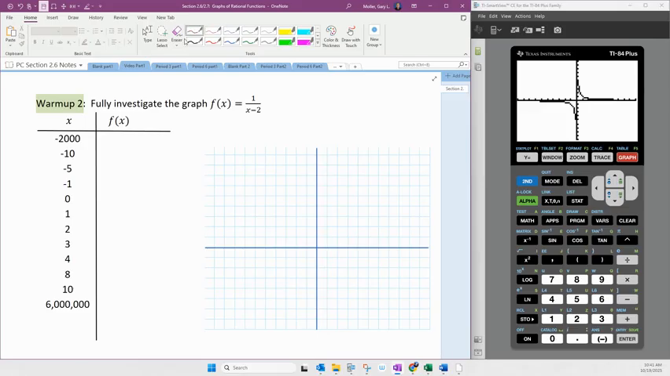Okay, I'm going to plug in 0. This time 0 is not a problem. Plugging in 0 gives me negative 1/2. Plugging in 1 gives me 1 over 1 minus 2. That's negative 1. Plugging in 2 gives me 1 over 0. That one is a problem. Plugging in 3 gives me 1 over 1. Plugging in 4 gives me 1 over 2. Plugging in 8 gives me 1/6. 10 gives me 1/8. And the bigger the x, I'm just taking 2 away from it.